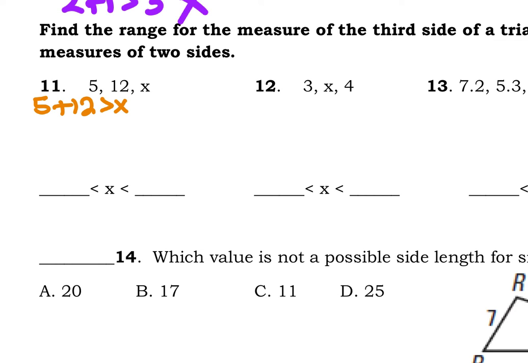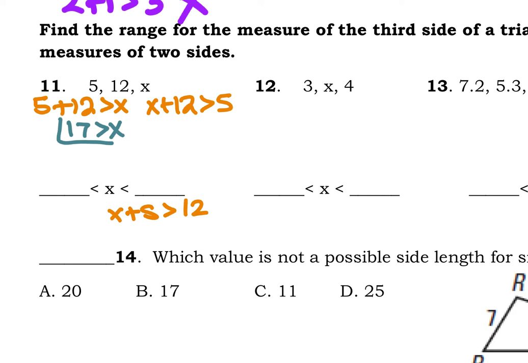What's another formula? X plus 12 is greater than 5. What's one more formula? X plus 5 has to be greater than 12. All right. So let's work one out. What should I do with the first one? What's 5 plus 12? 17. Good. 17 has to be greater than X. Here's one answer. Remember, we get 3, then we pick the 2.